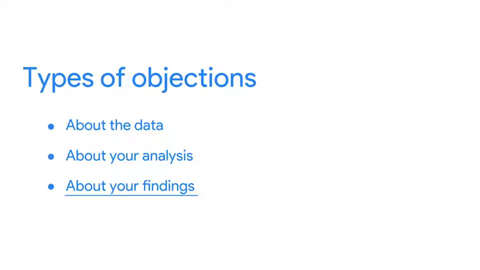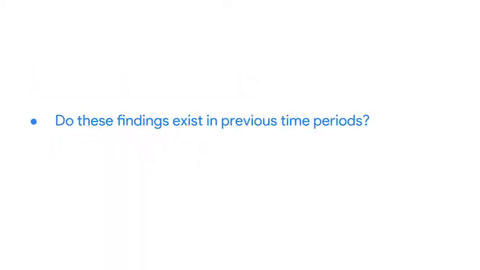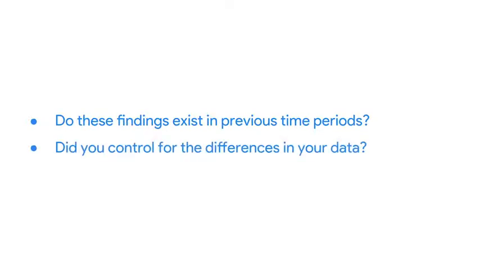A lot of the time, these will be questions like, do these findings exist in previous time periods? Or, did you control for the differences in your data? Your audience wants to be sure that your final results accounted for any possible inconsistencies, and that they're accurate and useful. Now that you know some of the possible kinds of objections your audience might raise, let's talk about how you can think about responding.